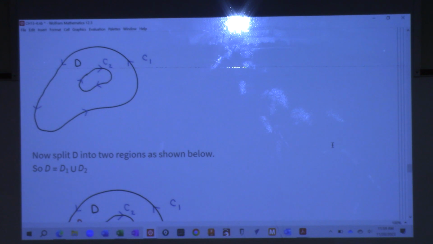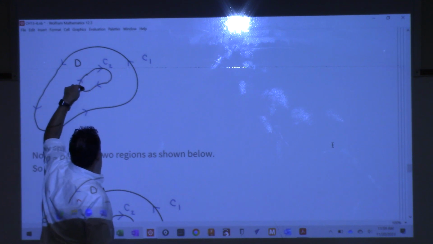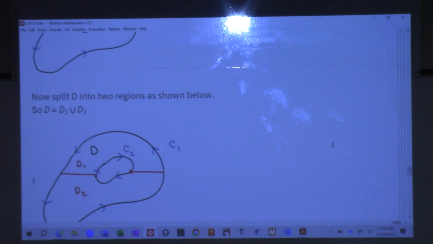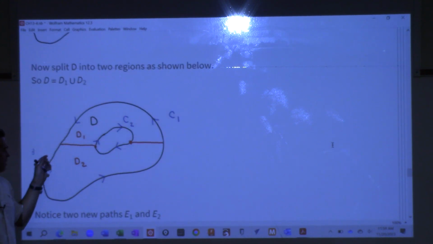So first thing we want to do is take that. We had D there, which is this shape here. C2 goes clockwise, C1 goes counterclockwise. We're going to split D into 2 regions, D1 and D2. D1 is now the top half, D2 is this bottom half, right? We still have C1 going around and C2. Is that okay with you? Right, so we split it up.